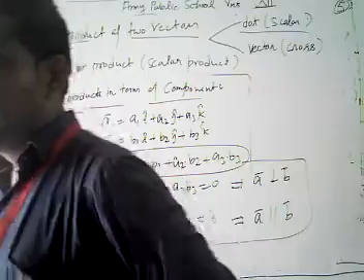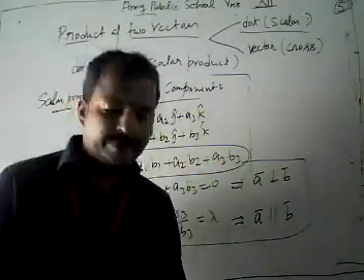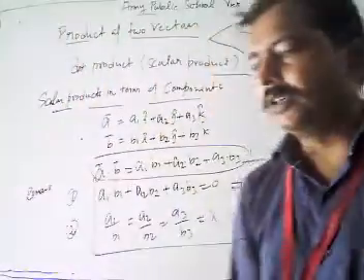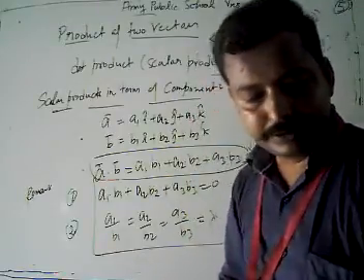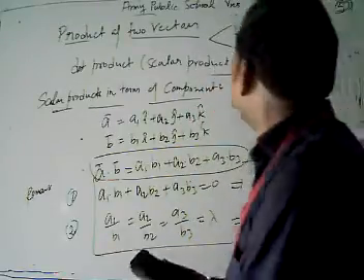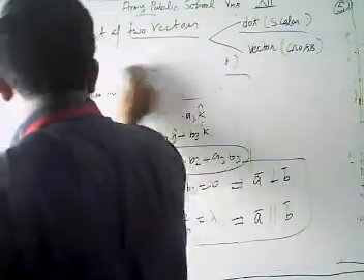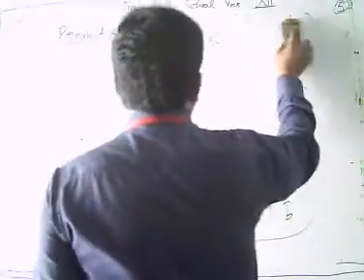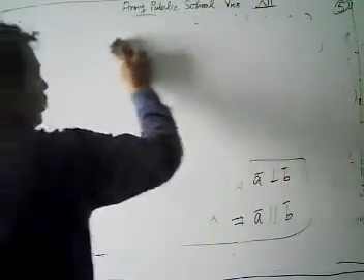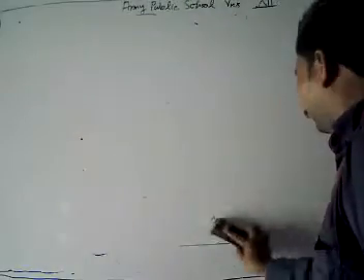Now look, from our last topic we have discussed our concept of product of two vectors, in which we have discussed the dot product. Then in this video we are going to do some problems based on our scalar product or dot product. We start with one of the basic questions.